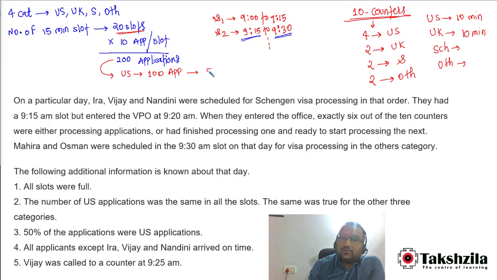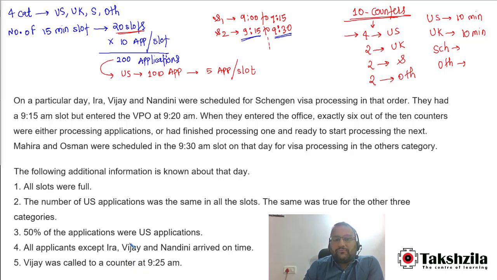5 applications in each slot, and the number of US counters is 4, and in each slot there are going to be 5 applications for US. So we are done with statement number 3. All the applicants except Ira, Vijay and Nandini arrived on time. And the fifth statement is Vijay was called to a counter at 9:25 AM.